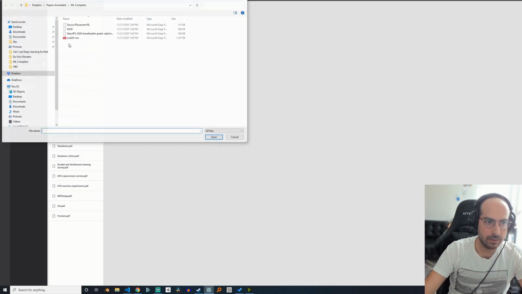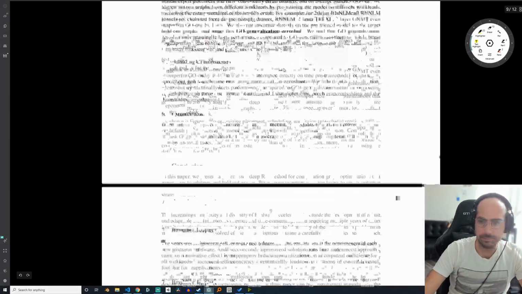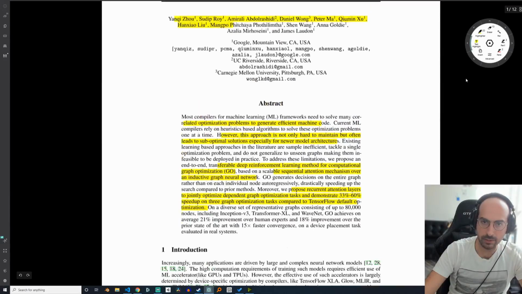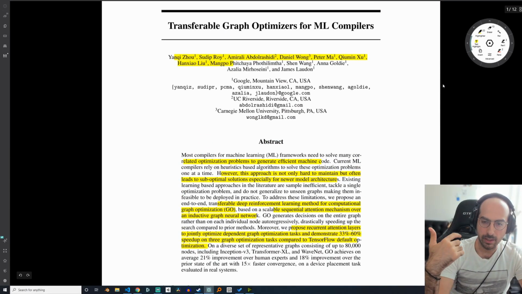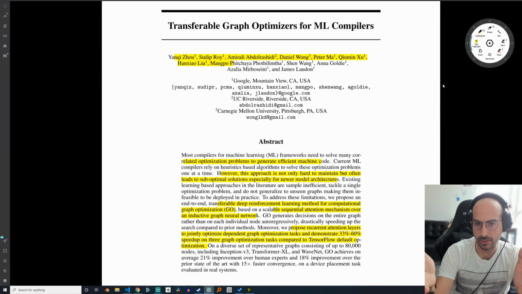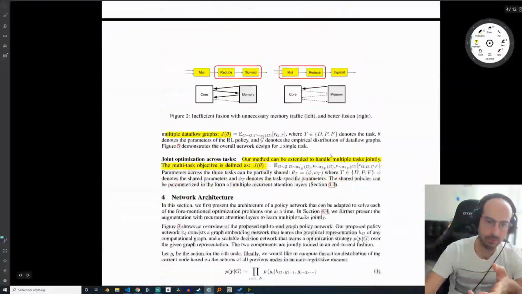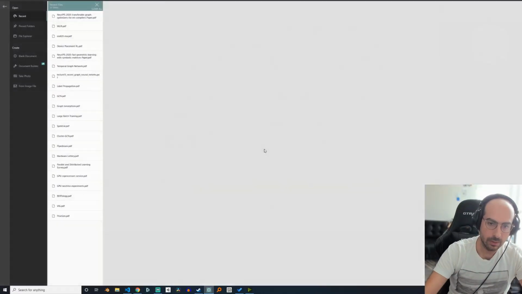The third paper we talked about was this paper where, given a model that you want to run and a bunch of devices, you figure out how to optimally place all of these layers on multiple devices such that you minimize the running time. And the main model they use here is a graph neural network.